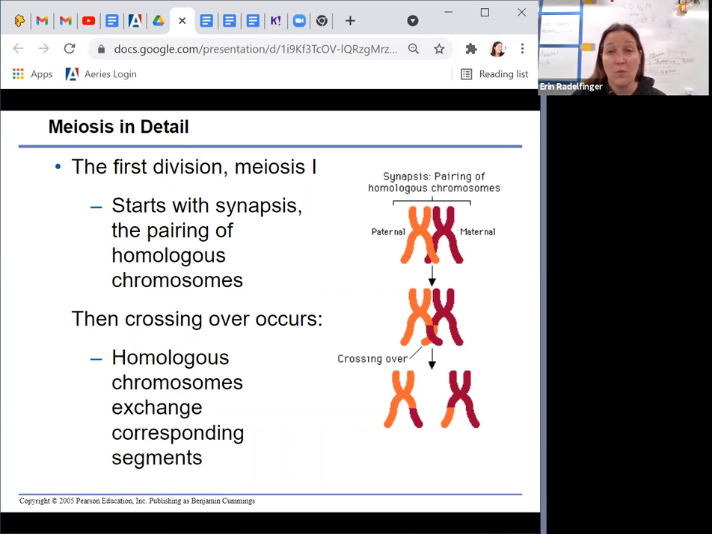And basically we start with synapsis, which is the pairing of homologous chromosomes. And then they're going to cross over. They're going to exchange little bits of themselves, as you can see here. So here we have the father's DNA, the mother's DNA, your chromosome that you got from your dad, the chromosome you got from your mom. And they hang out together as a homologous pair. They get so close that they actually swap DNA.